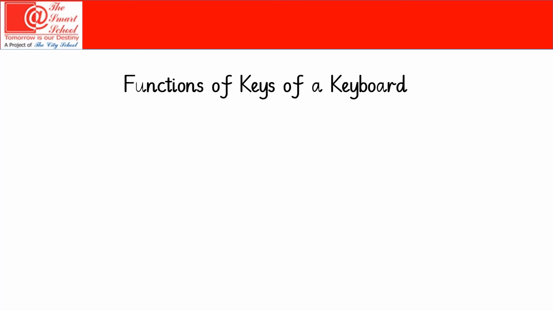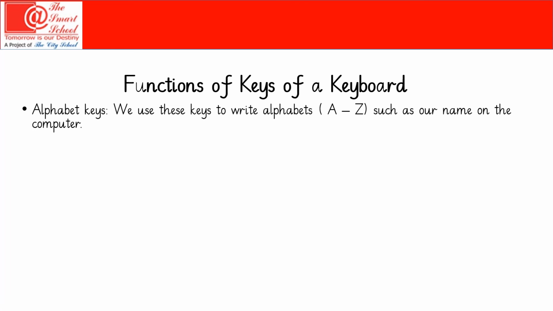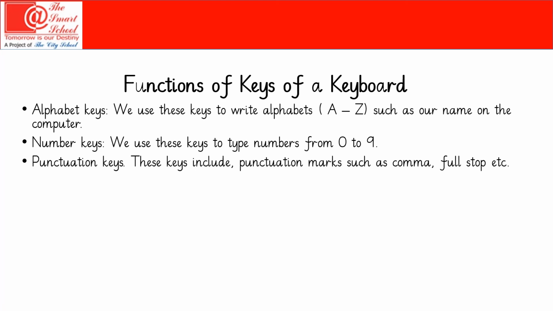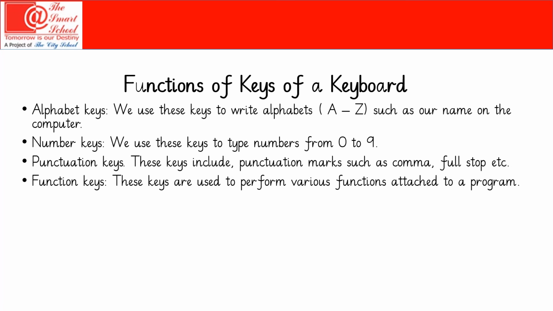Function of keys of a keyboard. Alphabet keys. We use these keys to write alphabets from A to Z, such as our name on the computer. Number keys. We use these keys to type numbers from 0 to 9. Punctuation keys. These keys include punctuation marks such as comma, full stop, etc. Function keys. These keys are used to perform various functions attached to a program.